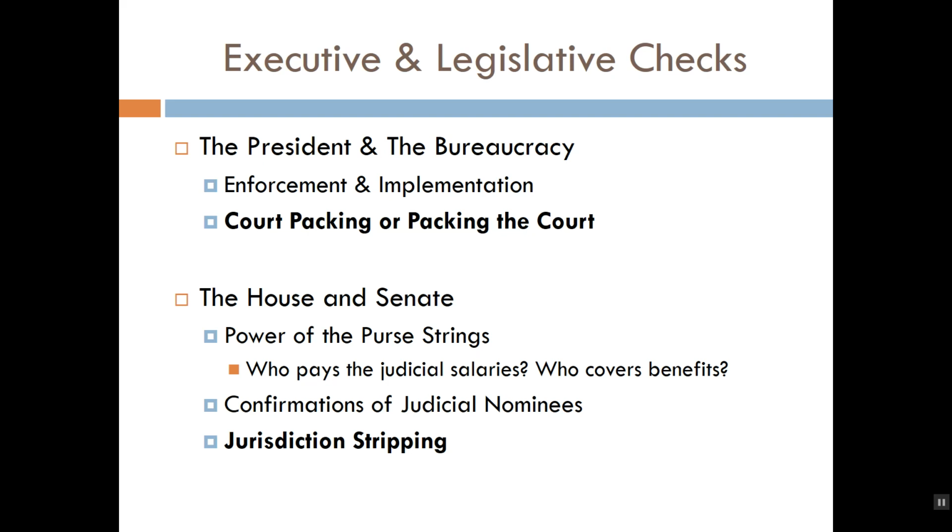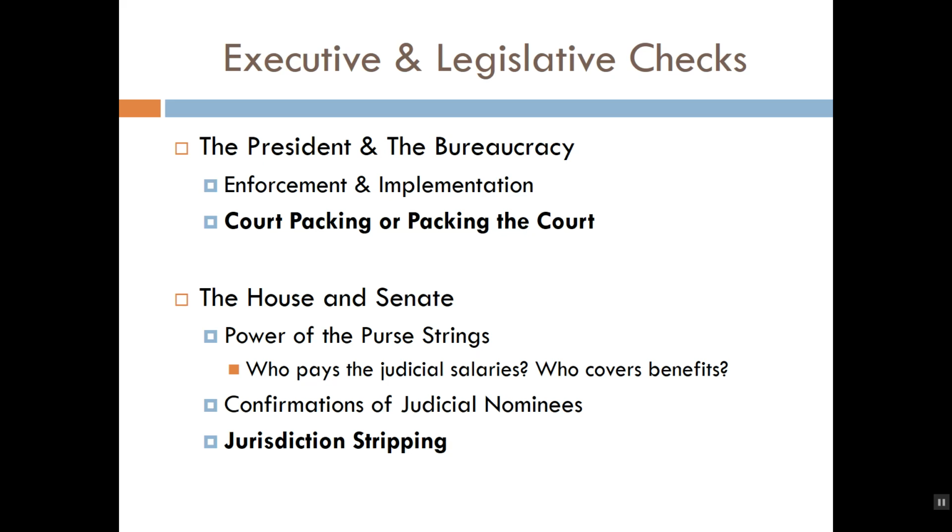Finally, and most importantly, we have jurisdiction stripping. Remember what I told you about Article 3 of the Constitution. It tells us that the court, the Supreme Court in particular, will have some very, very, very limited original jurisdiction, but that it will have appellate jurisdiction with such limitations and regulations as Congress shall make. That means that Congress has the power of jurisdiction stripping, the power to take the court's ability to hear certain cases away from it.